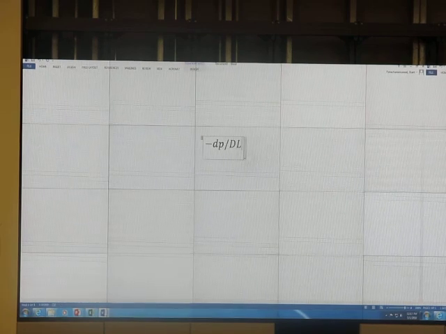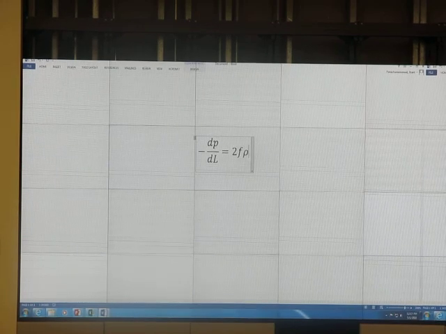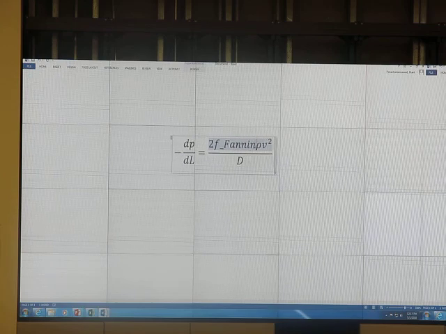So minus the PDL. This is the frictional term, right? Equal to 2F rho V squared over D. And that F is the Fanning friction factor.